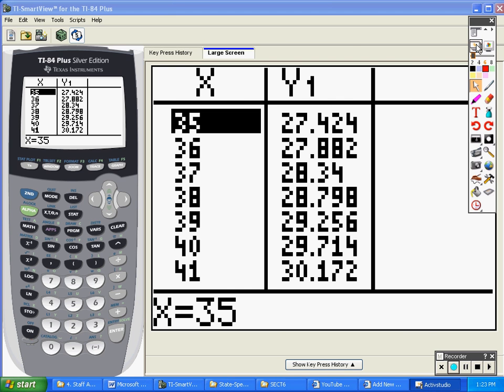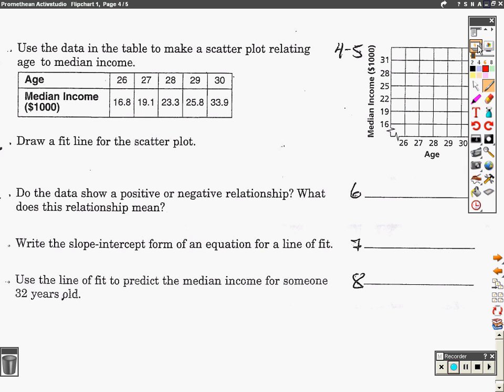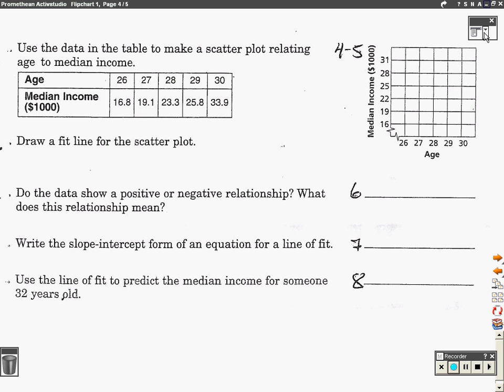This problem right here is the next problem. I want to remind you that the previous problems are done on the other video, so this is just the last problem on the page. First of all, it tells you the age versus the median income in thousands. So this isn't really 16.8; it's going to stand for 16,800 and 19,100 and so on. But we can put these particular numbers inside our graph.